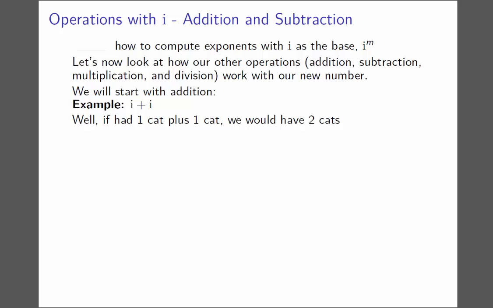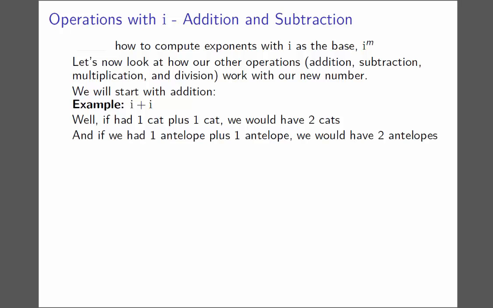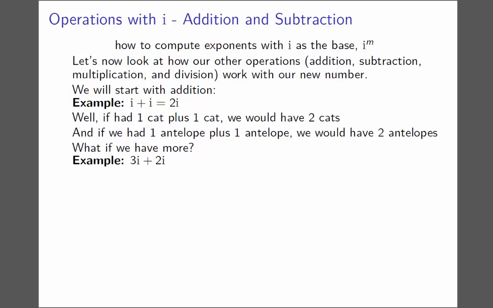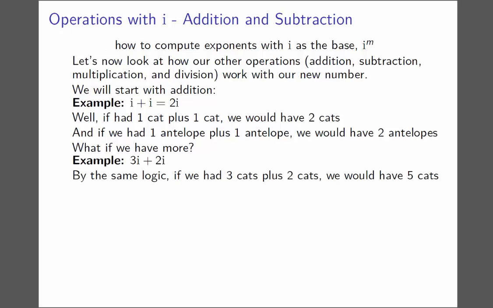Well, if we had one cat plus one cat, we would have two cats. And if we had one antelope plus one antelope, we would have two antelopes. So if we have one i plus one i, we have two i. But what if we had more? What if we had 3i plus 2i? Well, by the same logic, if we had 3 cats plus 2 cats, we would have 5 cats. So if we have 3i plus 2i, we have 5i.